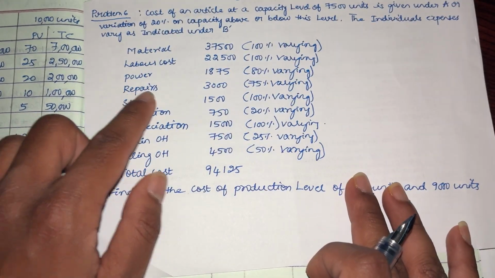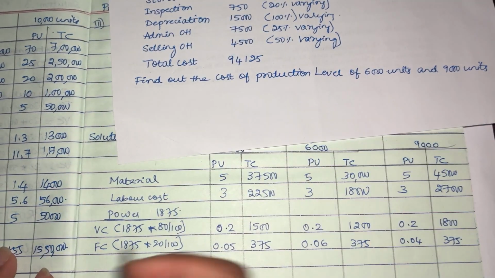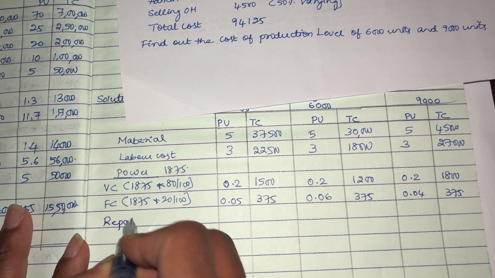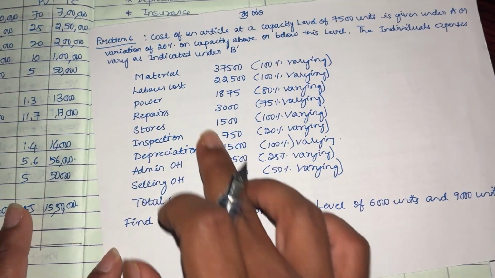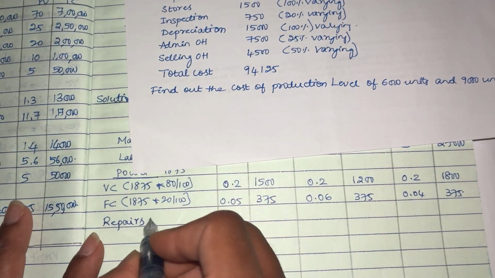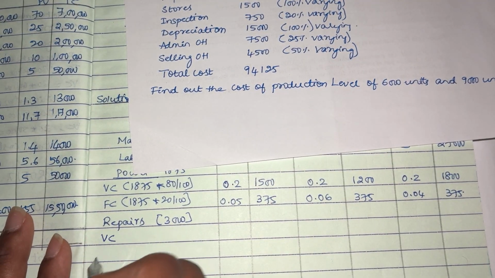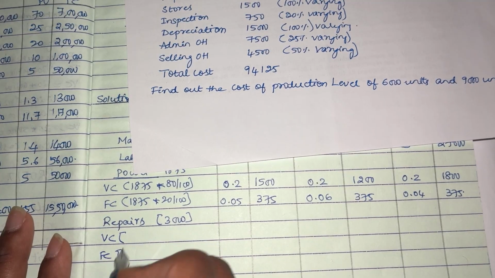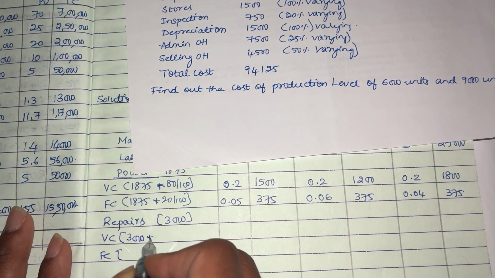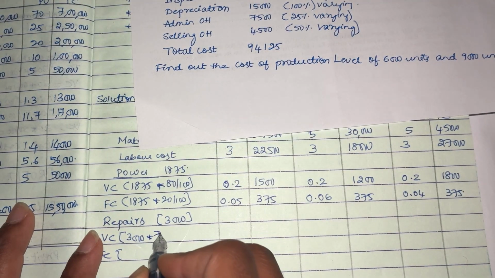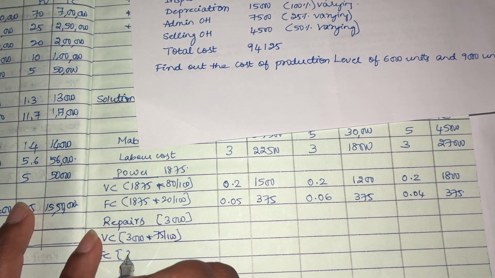Next we have repairs. Repairs are also segregated into two classifications. The cost of repairs is 3,000 rupees. Now this has again been segregated into variable cost and fixed cost. So 3,000 into 75%, that is 75 divided by 100, is the variable cost.